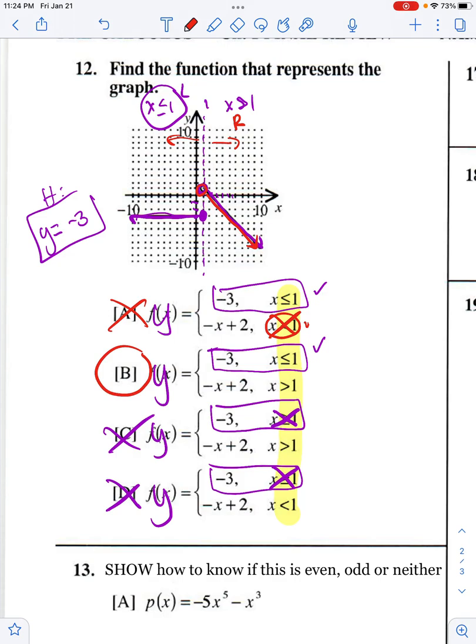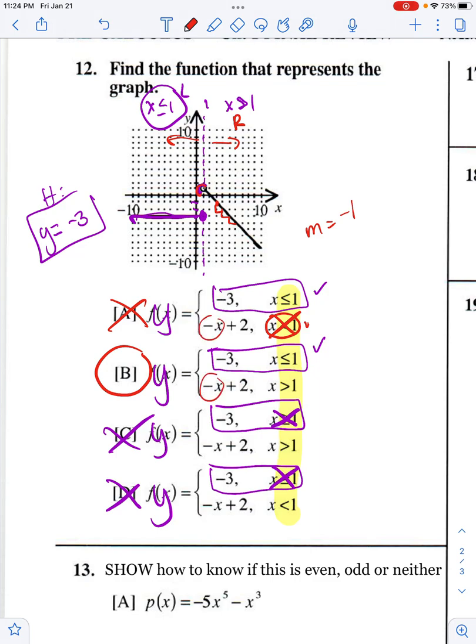So I already know my answer is B, but just so you can figure out how to find the equation, I just count on here. Now I wrote all over it, so it's hard to see. But I would just be like, from a point on here, how do I get to the next one? Down 1, over 1, down 1, over 1, down 1, over 1. So my slope is negative 1.